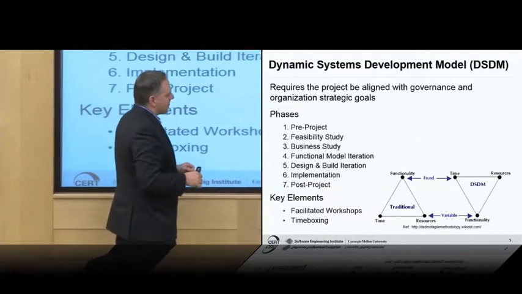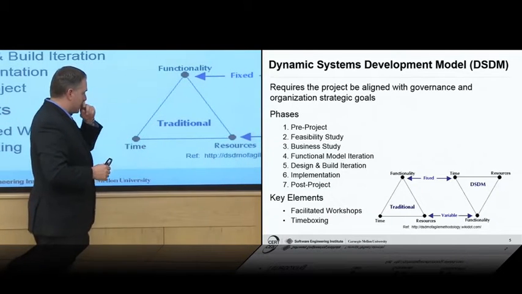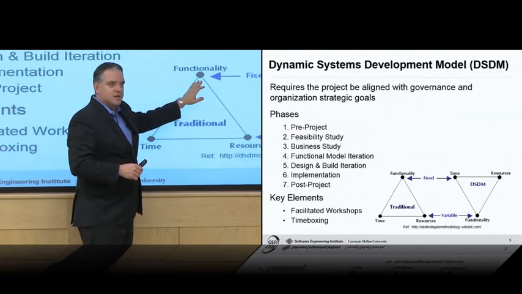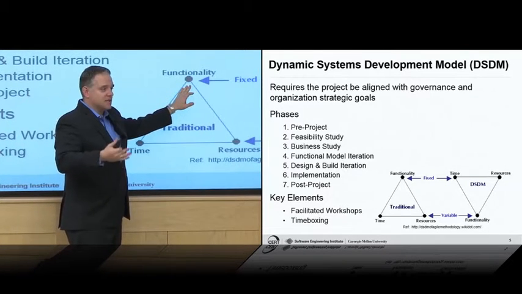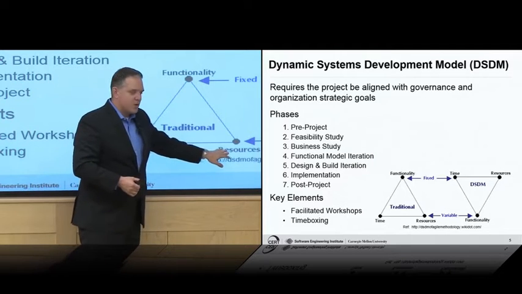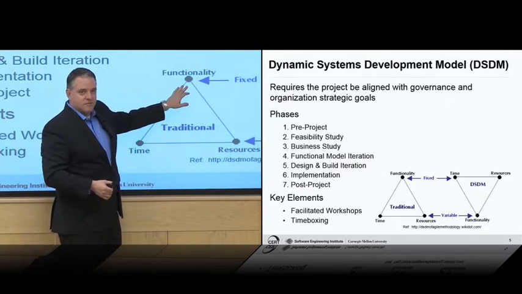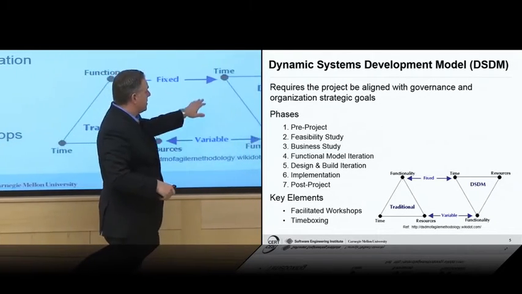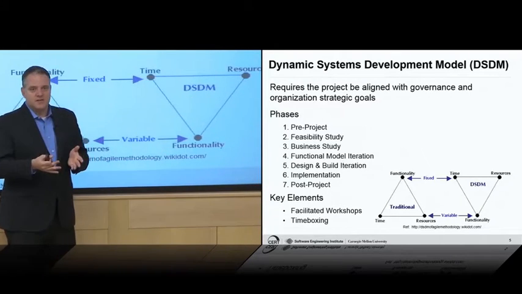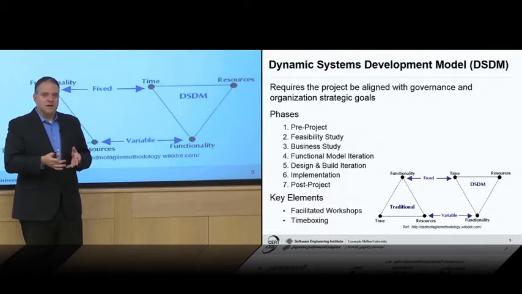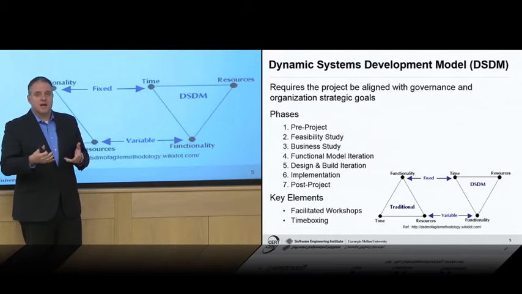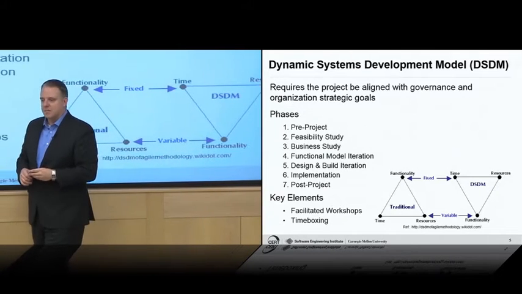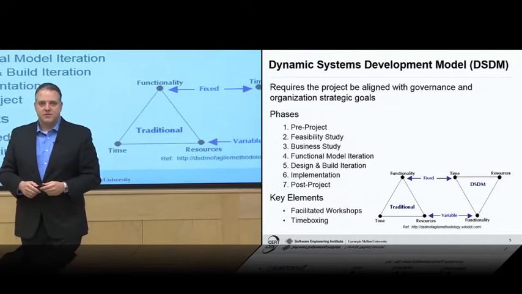And what it does, if you look at the diagram here, traditional software development says that we strive for fixed functionality. We want the software to do X, Y, Z, and it doesn't matter what the time is or what the resources are, achieve that level of functionality. That's what we want. DSDM flips that upside down and says, okay, time and resources are now fixed. Let's make the variable in this process the functionality. So given our time and resources, what can we actually accomplish? And in that sense, it's similar to the Scrum method.